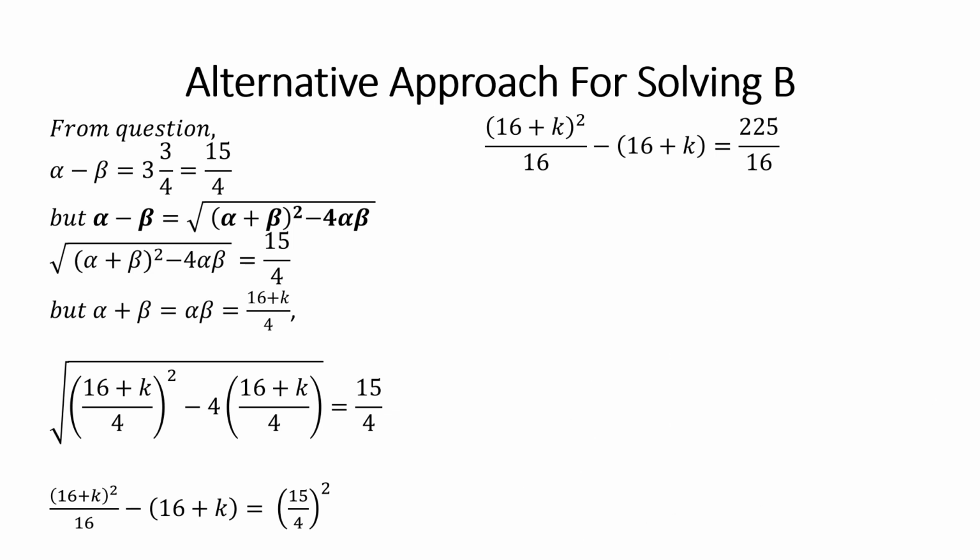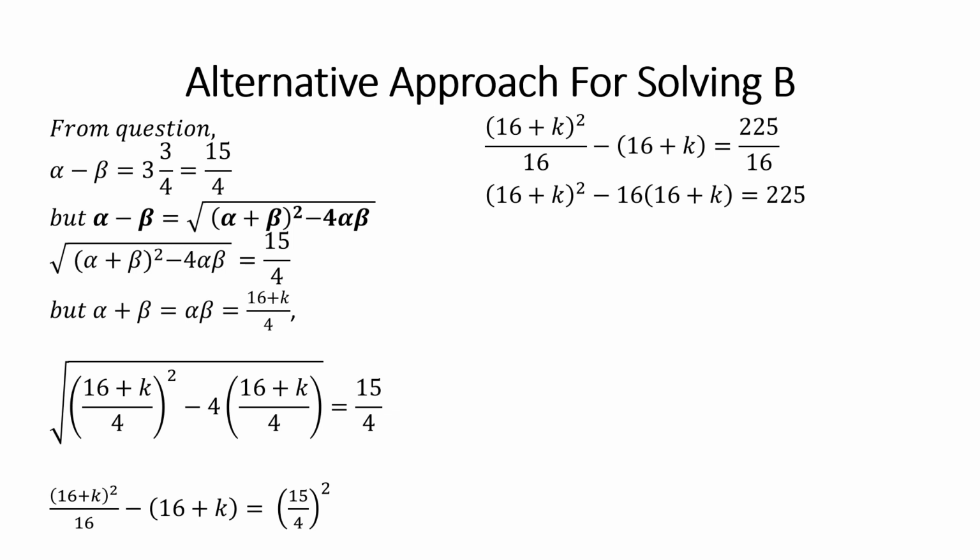We can see a fraction again. So let's clear the fraction. So those with 16 as their dividends will have no dividend. The dividend will be 1, which is the same as the thing. And 16 will multiply the (16 plus k). We get (16 plus k) all squared minus 16 times (16 plus k) is equal to 225.